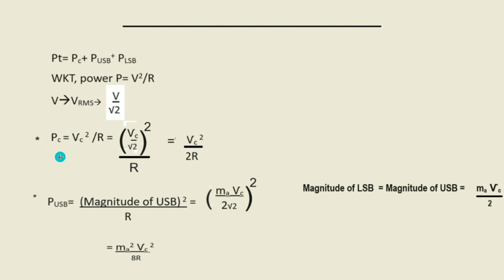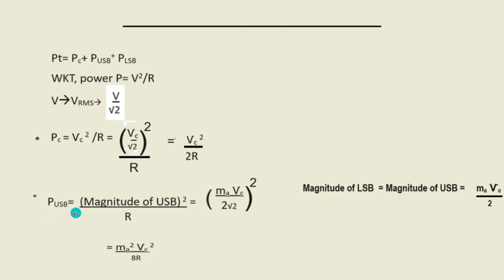Firstly, we have to calculate the carrier power. Carrier power is nothing but Vc squared by R. Instead of V, we have to put the root mean square voltage, so Vc becomes Vc by root 2, the whole square, divided by R. Therefore, Pc is equal to Vc squared by 2R.